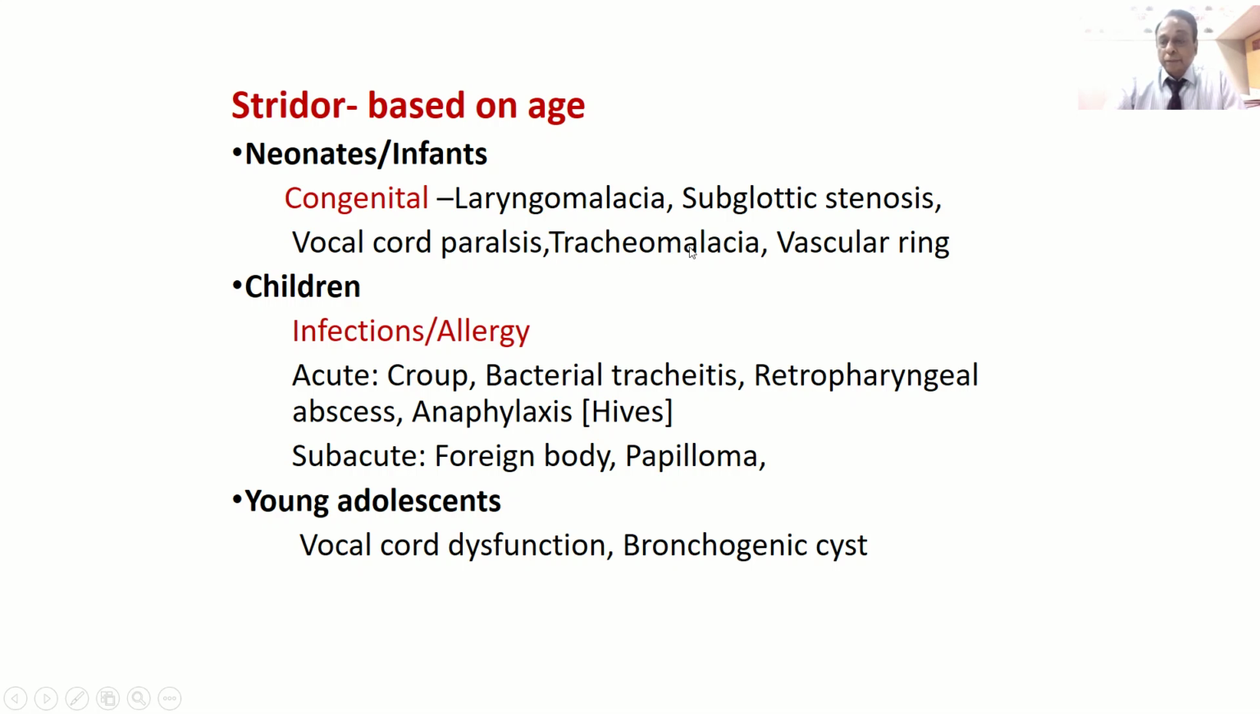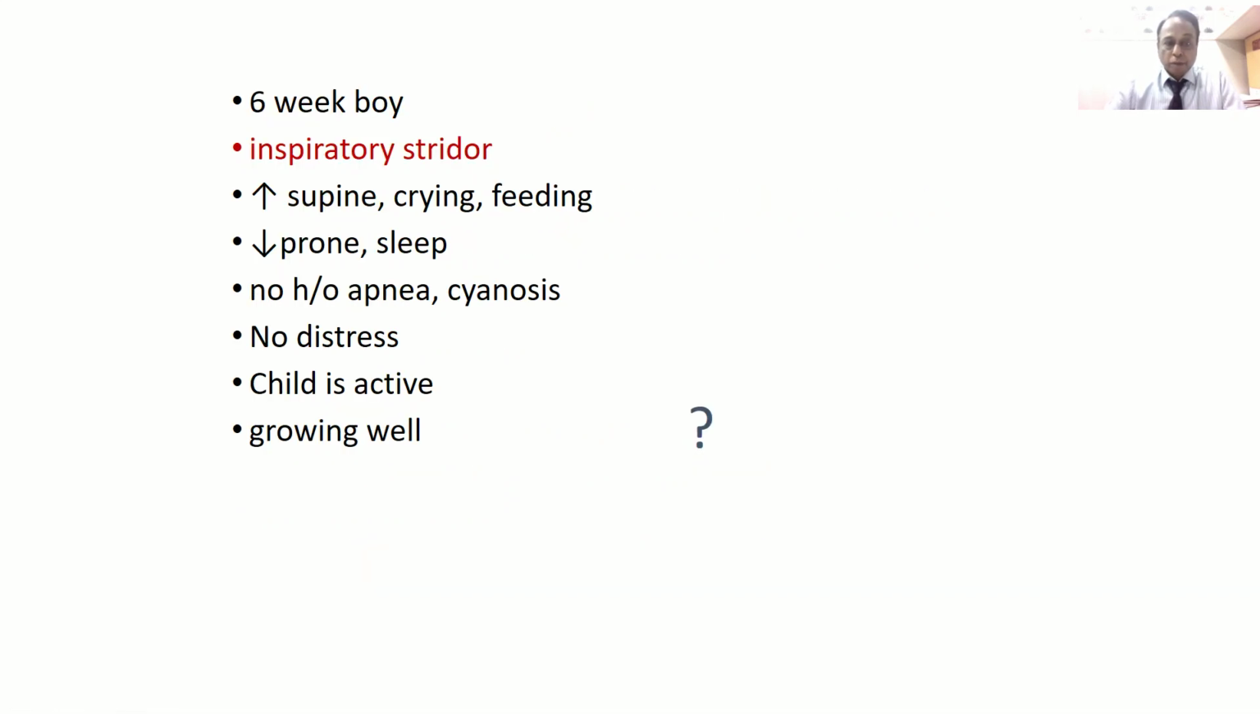Tracheomalacia is a very important cause, and what causes compression of the larynx from outside is a vascular ring. I already talked about all the acute causes, and as I said, now we will go on to laryngomalacia. It is also called congenital laryngeal stridor. It is the most common cause.